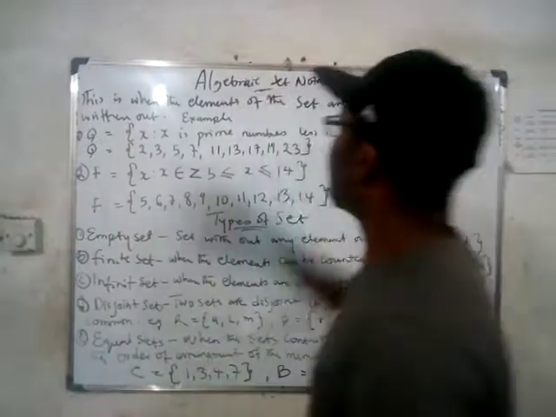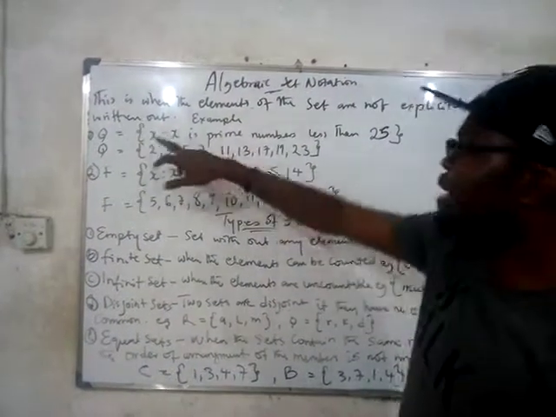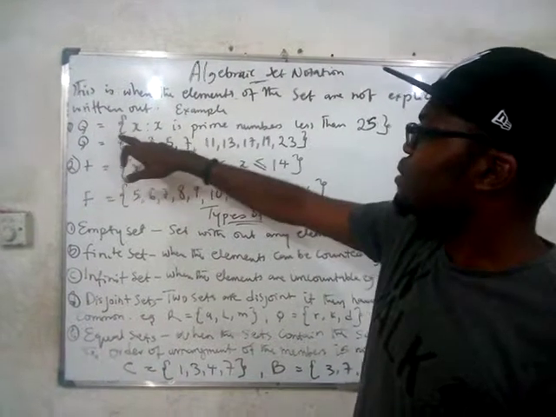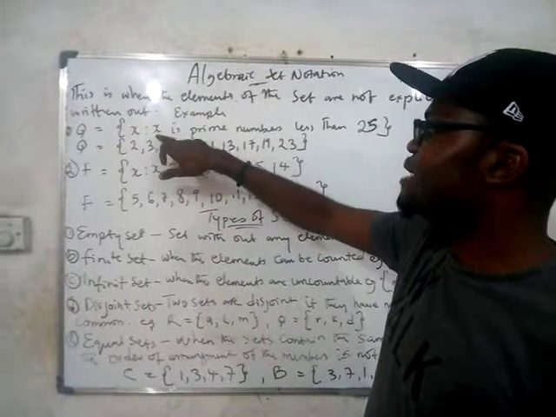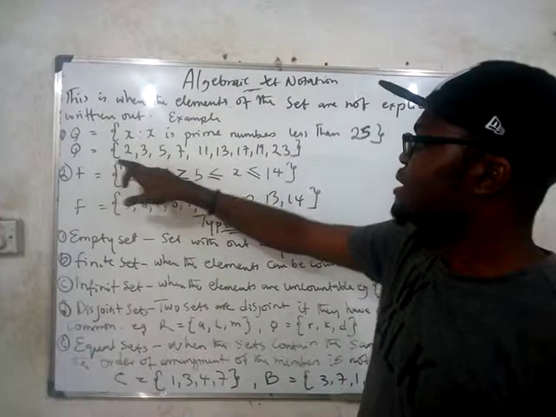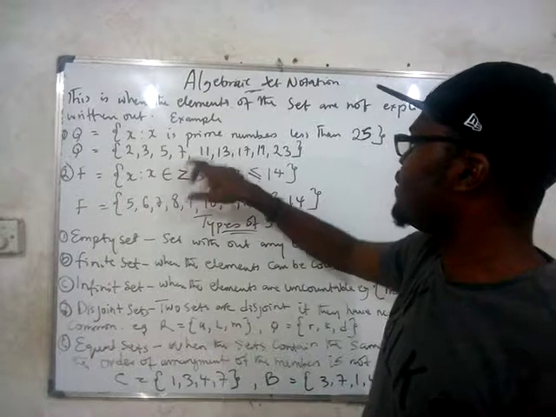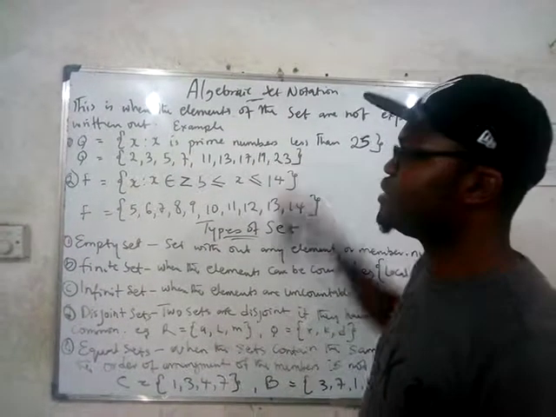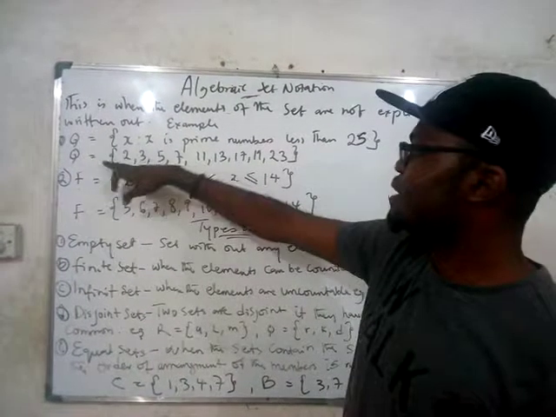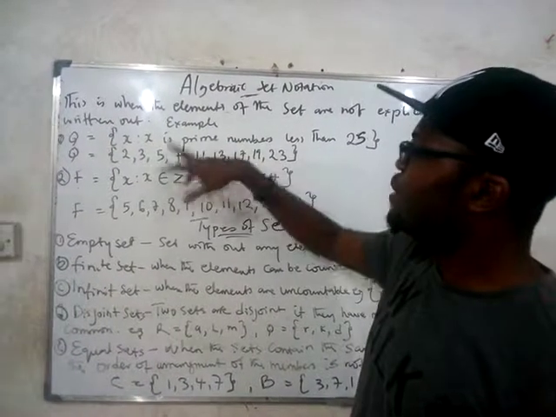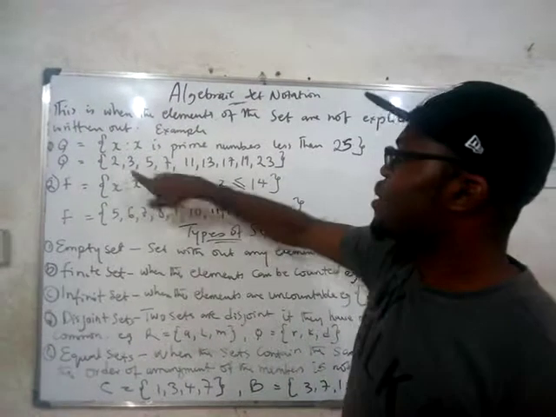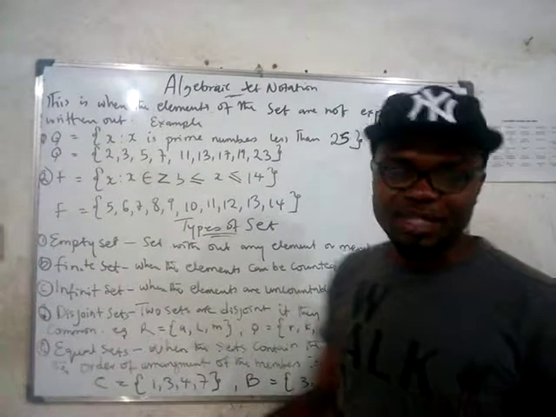Number one is algebraic set notation. If you look at these two sets, Q is a set of X such that X is a prime number less than 25, and Q is a set of 2, 3, 5, 7, 11, 13, 17, 19, 23. These two sets are the same. This set Q and this other set Q, both of them are the same, only that the first one is written in algebraic set notation, whereas the second one is written explicitly.